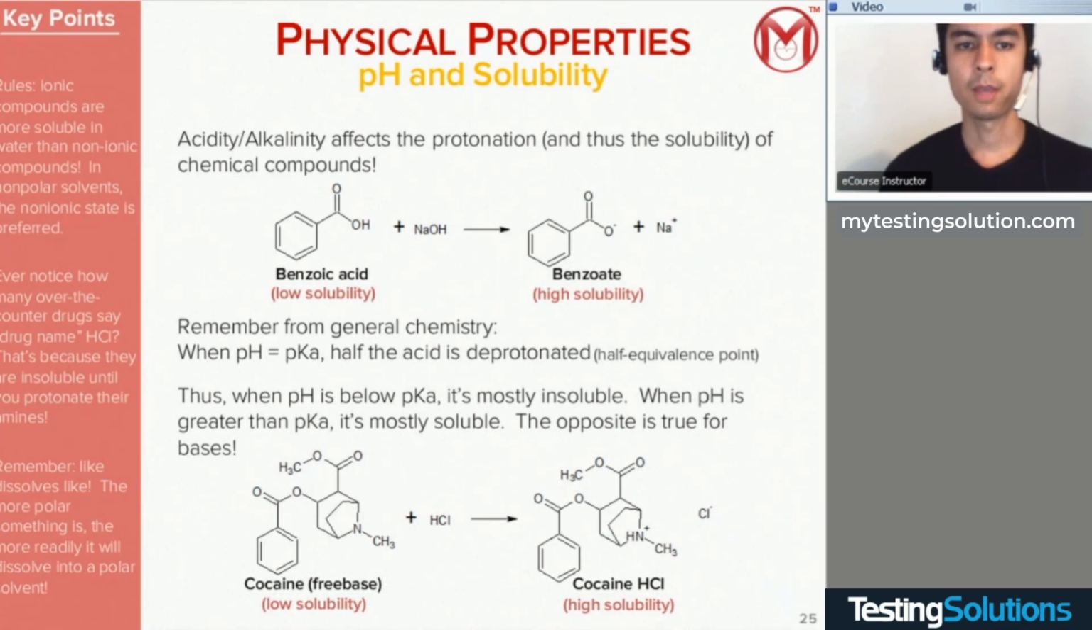And we talked about the half equivalence point, pH equals pKa, right? The transition between when most of the acid is protonated or most of the acid is deprotonated. Or for that matter, a base, when most of the base is protonated or when most of the base is deprotonated. When the pH is below the pKa, most of the acid and the base are protonated. The way I like to think about that is a low pH indicates a very high concentration of protons. Right? So I have a lot of these protons floating around. That's in a low pH.